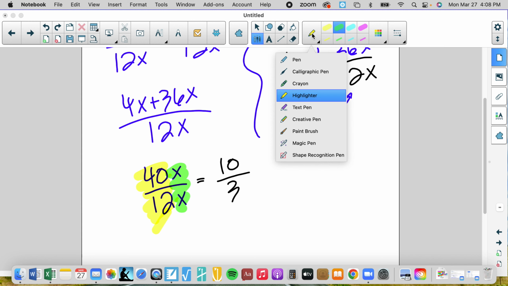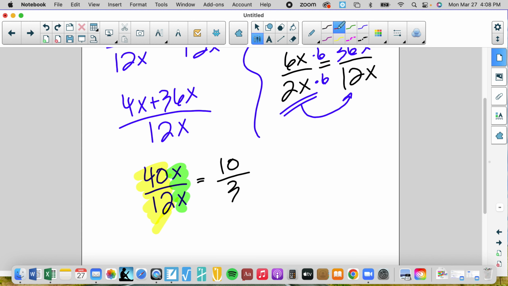These are going to cancel. My x's are going to cancel because we have x over x, which equals 1. When we cancel, it doesn't equal 0. It equals a value of 1. So that leaves us with 10 over 3.